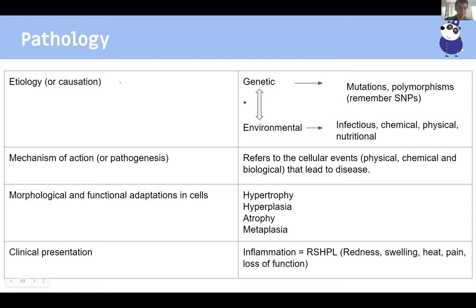How scary is that? Anyway, these are the etiologies of pathology that can cause damage. It can either be genetic or environmental. When I think of SNPs and polymorphism, I think of type 1 diabetes. There are genetic predispositions that can lead to that, and that can lead to a rejection of the pancreas by the immune system. There are also environmental factors that can lead to injury. This is from a cellular perspective. You can have physical, chemical, or biological events that lead to disease. I have a slide on this later.